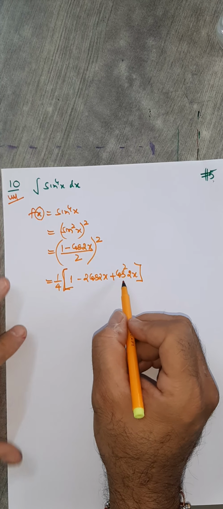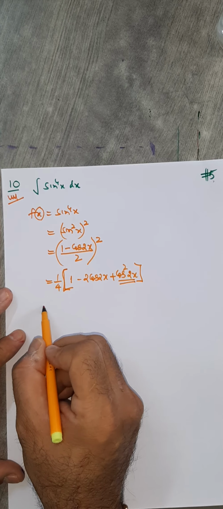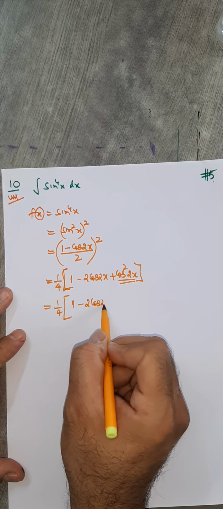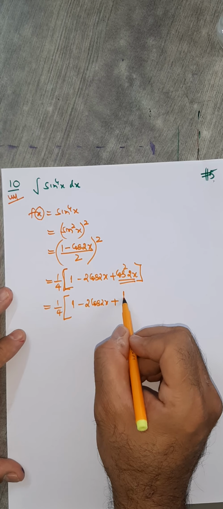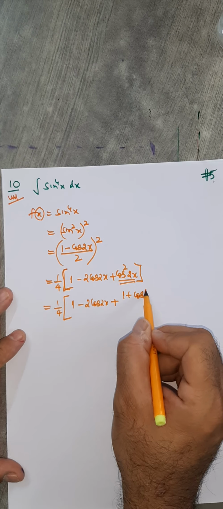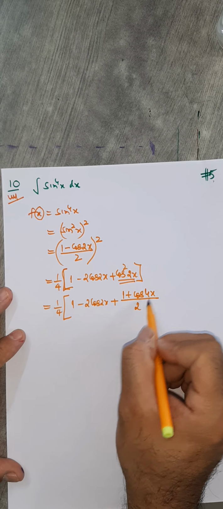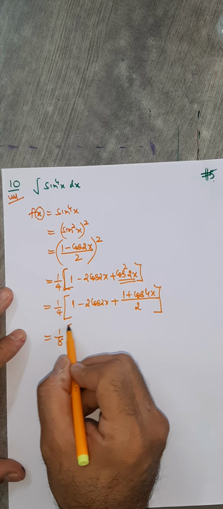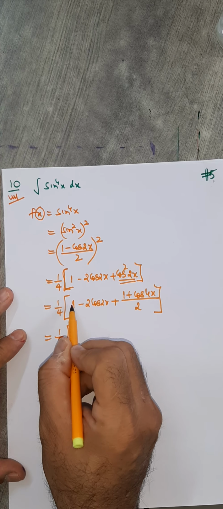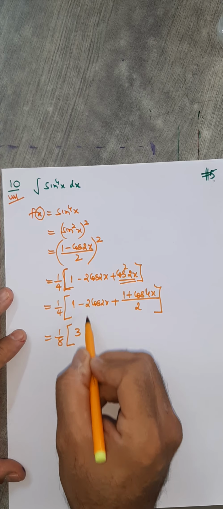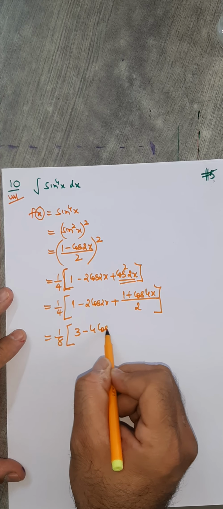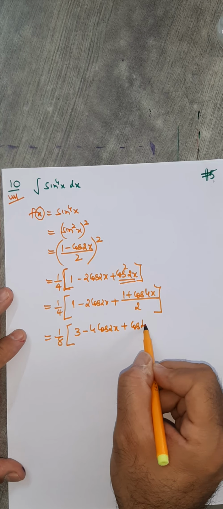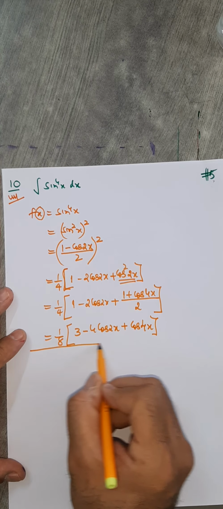Can you integrate this again? No. So we need to use the double angle formula here. 1 upon 4, this is 1 minus twice cosine 2x, plus, using the double angle formula, 1 plus cosine double of 2x, which is 4x, the whole by 2. Take the LCM here. 1 upon 8, 2 will come outside. 2 plus 1, 3, minus 2 into 2, 4 cosine 2x. 1 already counted here, so you are left with cosine 4x. This is the simplification of the function.